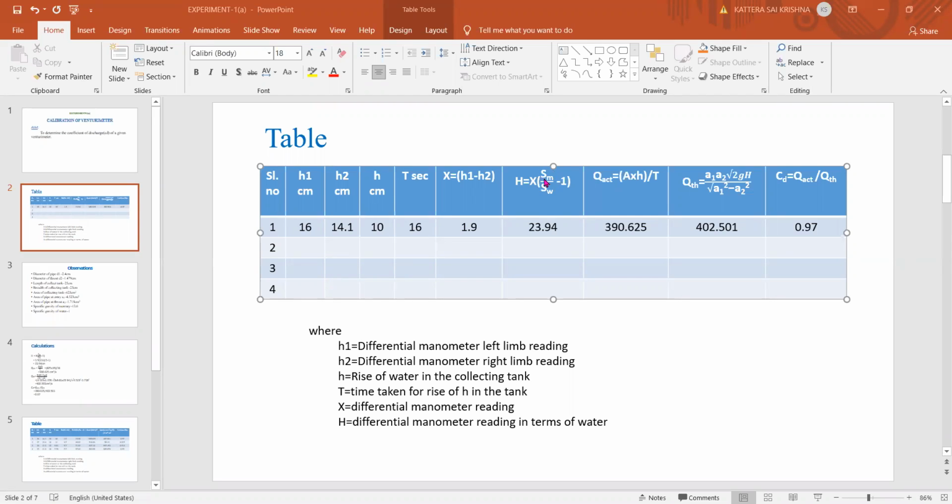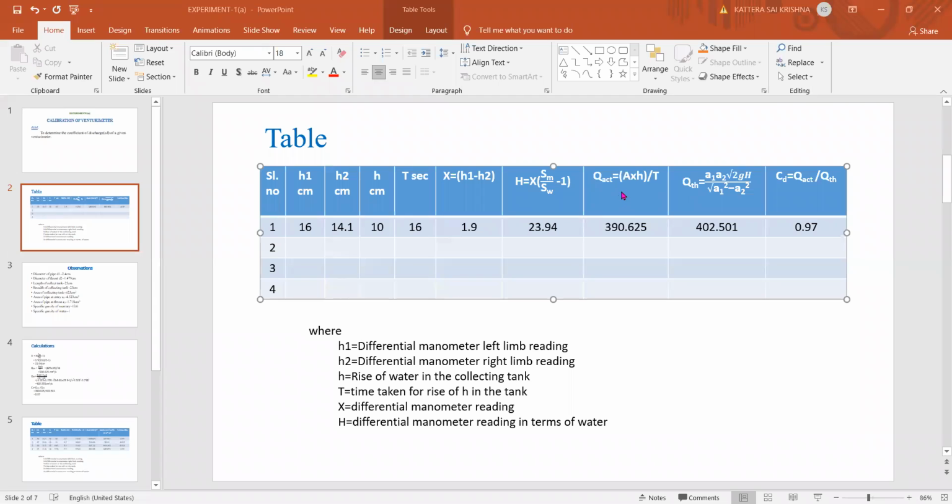What is this S? Properties of fluids. Whether your class on properties of fluids has been completed, in that you know what S means. Specific gravity. So here SM denotes the specific gravity of mercury. That value is 13.6. And below, we have the specific gravity of water. W denotes water here, nothing but the fluid which is flowing in the pipe. So the specific gravity of water is 1. So H equal to X into (SM by SW minus 1). So this is how to find the H value.